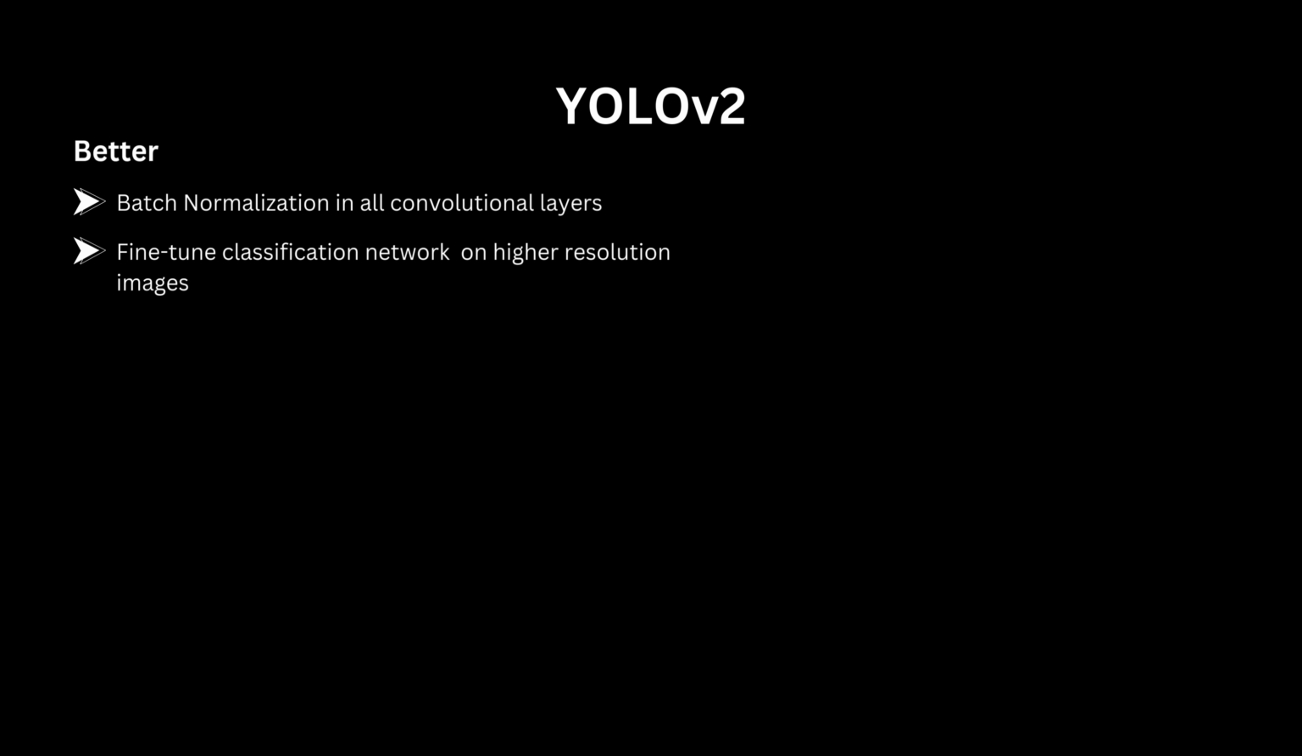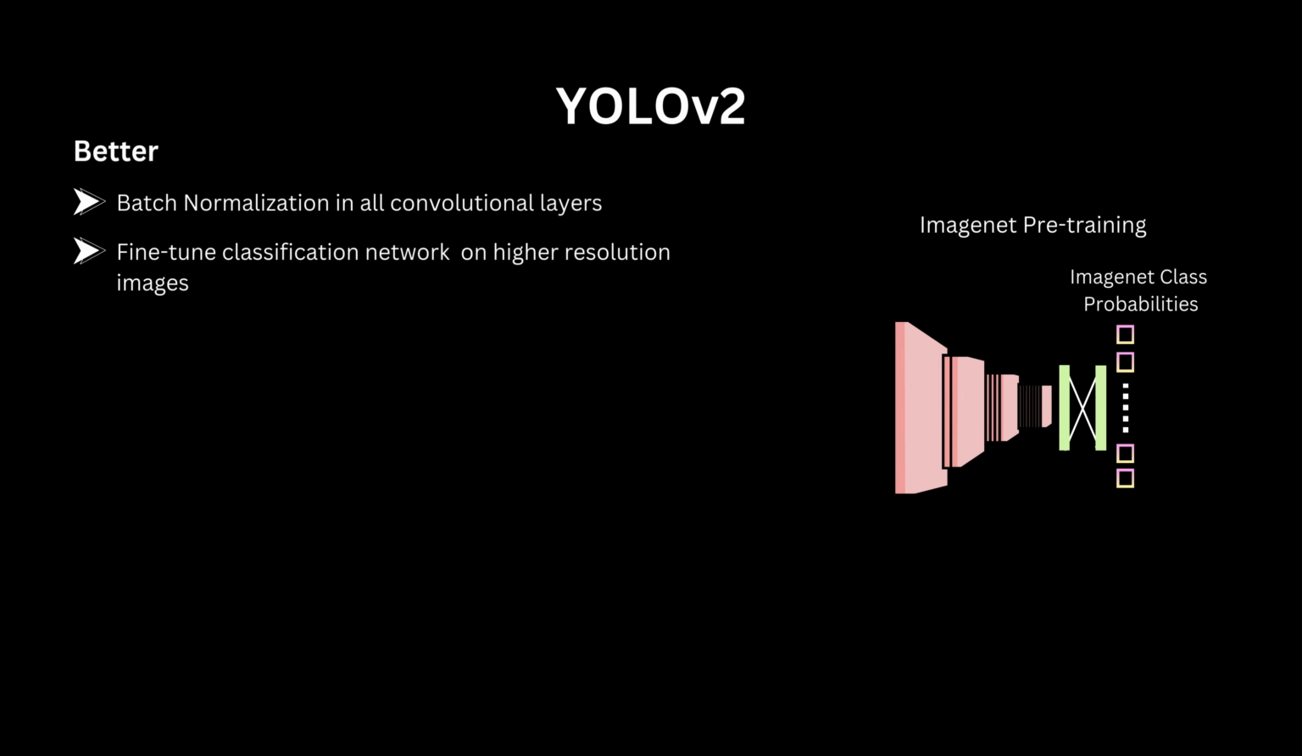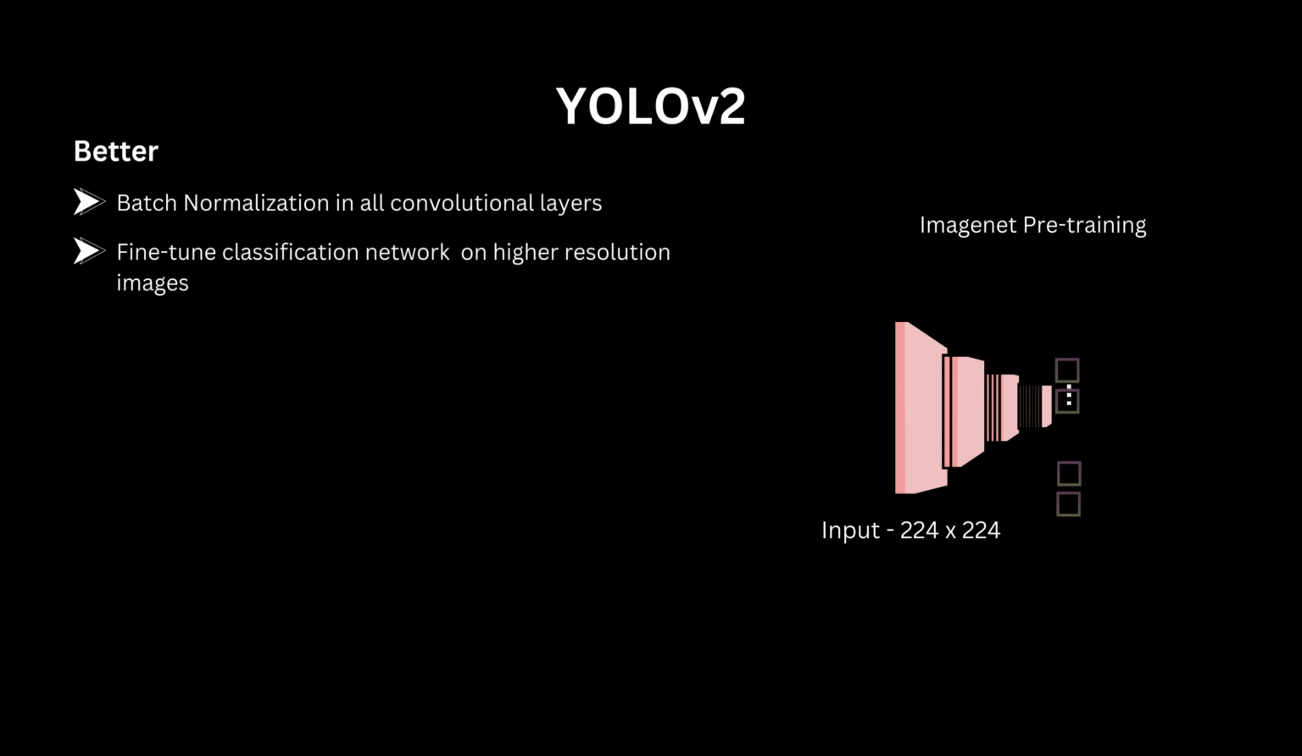Next is fine-tuning the classifier during the pre-training stage on higher resolution images. In YOLOv1, our backbone is first trained on the ImageNet classification task, where usually the image inputs are 224 x 224. Then during detection fine-tuning, we subject the pre-trained layers of this model to inputs of 448 x 448, because a higher resolution input will allow us to extract finer details and be better at detecting small objects.